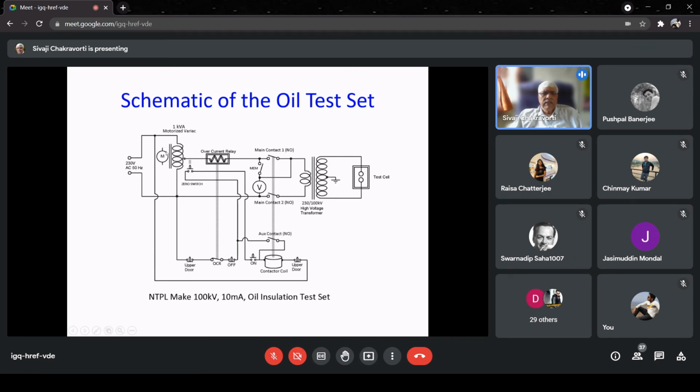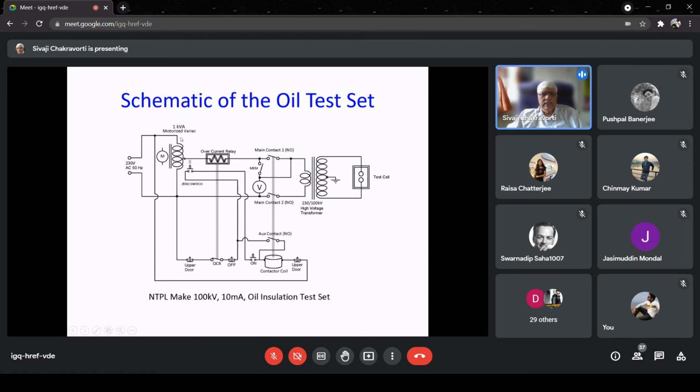So when the variac is in zero position, you press the on button, the contactor coil gets energized. Or in other words, if you don't bring the variac to zero position, you cannot switch the setup on. This is another very important safety feature that we don't switch on the circuit with the voltage on. We bring it down to zero, switch it on, then increase the voltage.